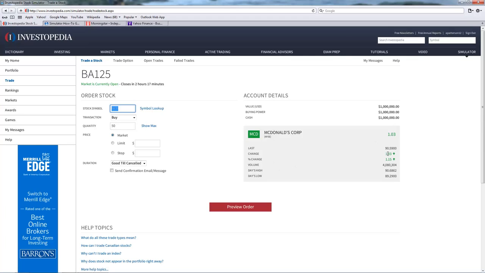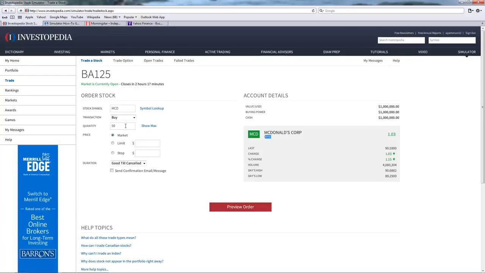As you can see, it's up 1% today, up $1.03, up 1.5%. What's the volume of trading? What's the high for the day? What's the low for the day? What was the last trade? And then it's on the New York Stock Exchange.